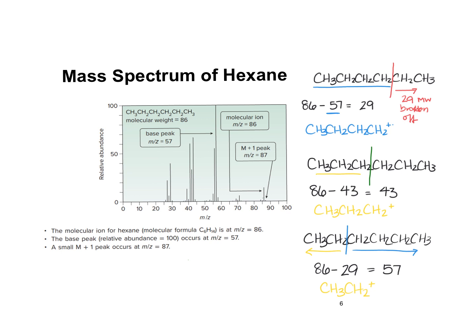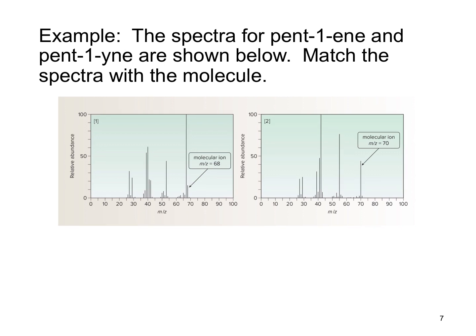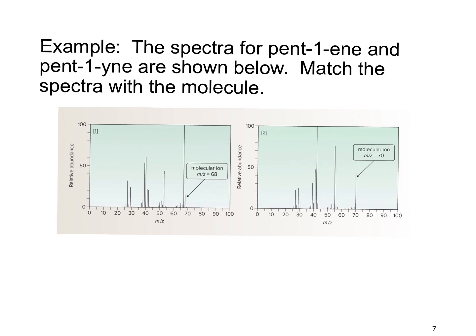So I want us to do an example. Okay. The spectra for pent-1-ene and pent-1-yne are shown below. Match the spectra with the molecule. Now, we haven't talked about these structures yet. Pent-1-ene, this ene here indicates there's an alkene, right? So that means we've got a double bond. And then the yne indicates that we have an alkyne, which is a triple bond. We're going to get to this in the next couple chapters.